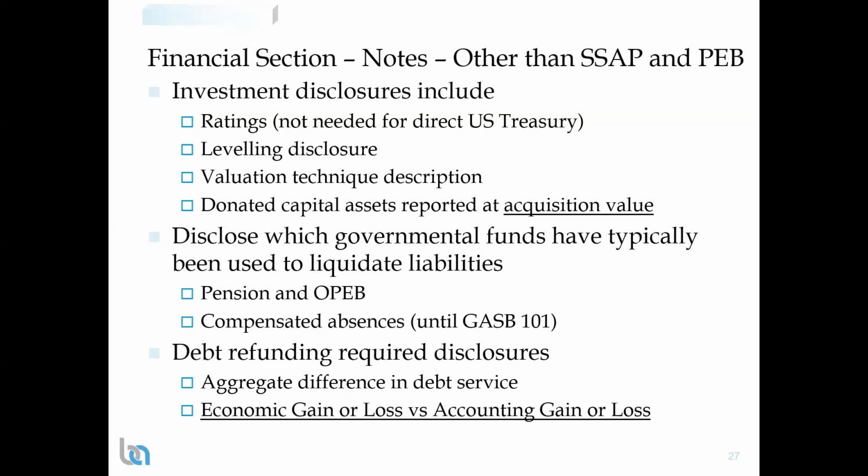The economic gain, not sure why there would be a loss, but you think that you'll only be refunding when there's a gain to it. But usually your financial advisor would be doing a calculation of the net present value savings of issuing the new debt versus having the old debt. That's the number that you'll be disclosing.